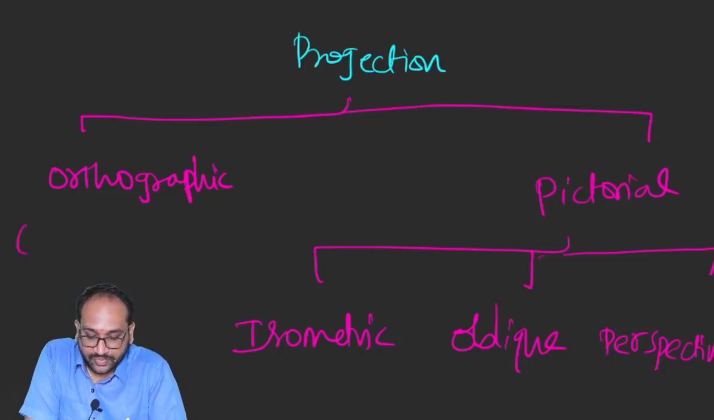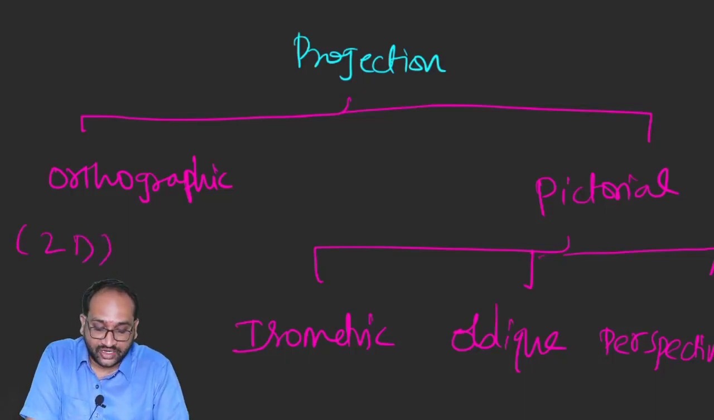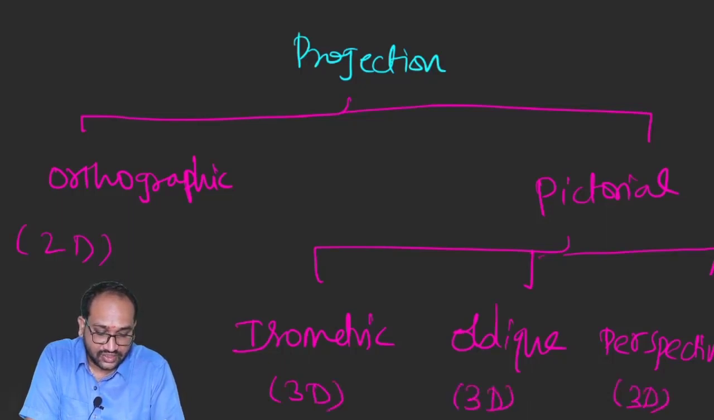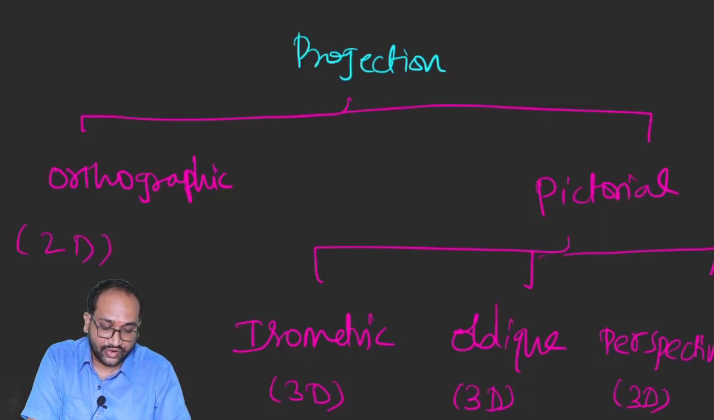Orthographic projection mainly deals with two-dimensional figures, whereas isometric deals with three-dimensional figures. Perspective drawings are mainly used in architecture drawings. Isometric views are mainly used in engineering fields, and oblique drawings are also used in engineering fields.